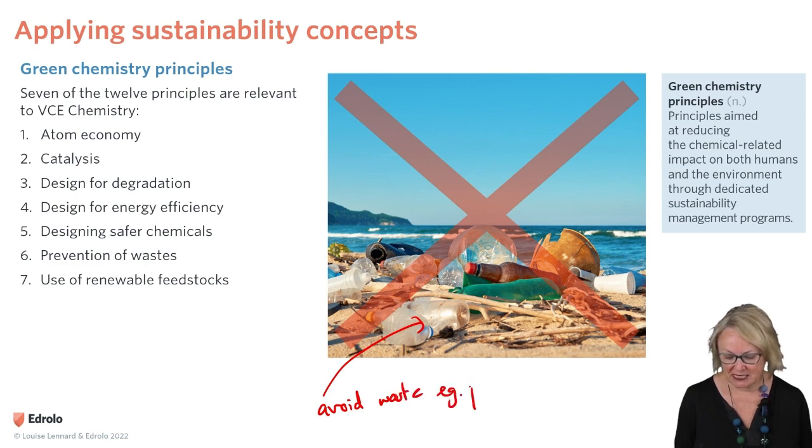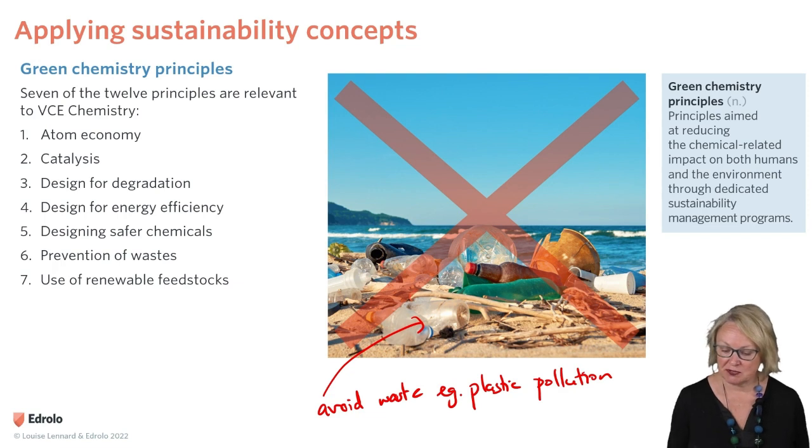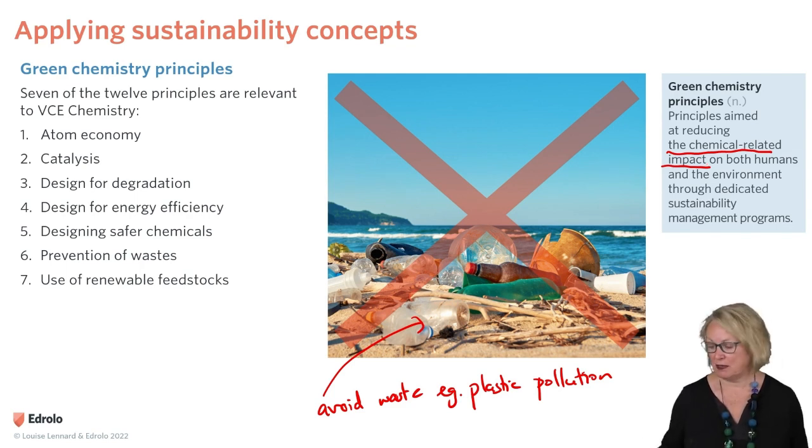So what we want to do is avoid this waste, for example, plastic pollution, because it ends up in our oceans and destroys marine life. So green chemistry principles are aimed at reducing the chemical-related impact on both humans and the environment through sustainability.